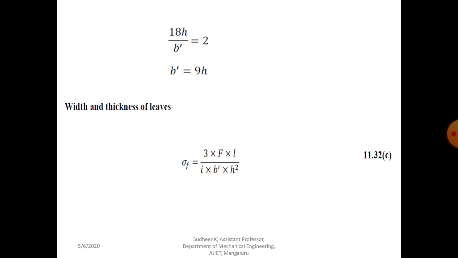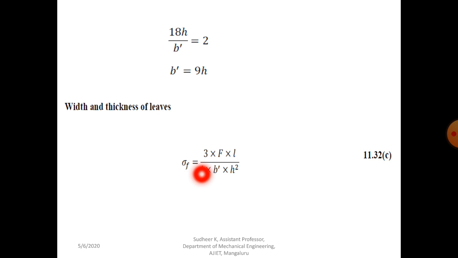The width and thickness of the leaf for a laminated leaf spring can be calculated from equation 11.32c, because the maximum stress in the spring is with the full length leaf pre-stress. The maximum stress always is induced at the full length leaves, so that is equal to, when it is pre-stressed, the stress in the graduated leaf.